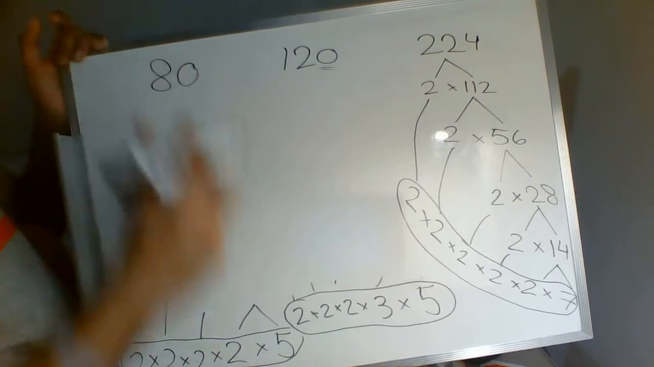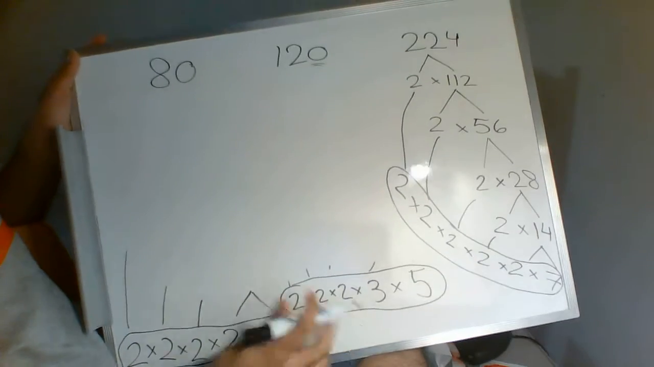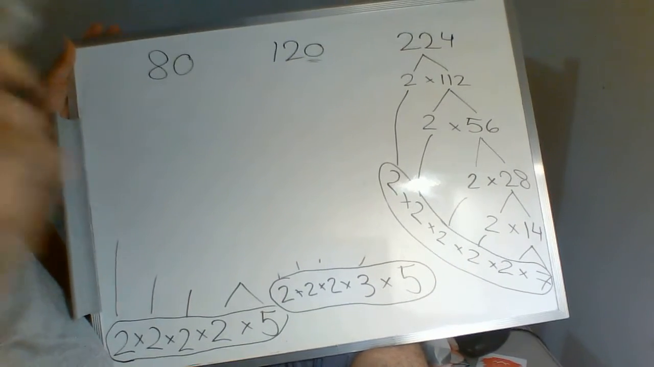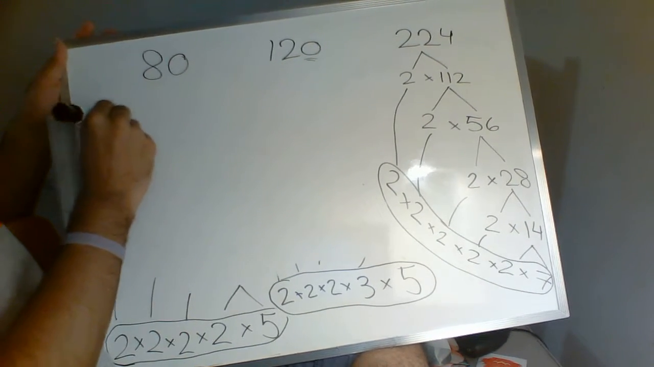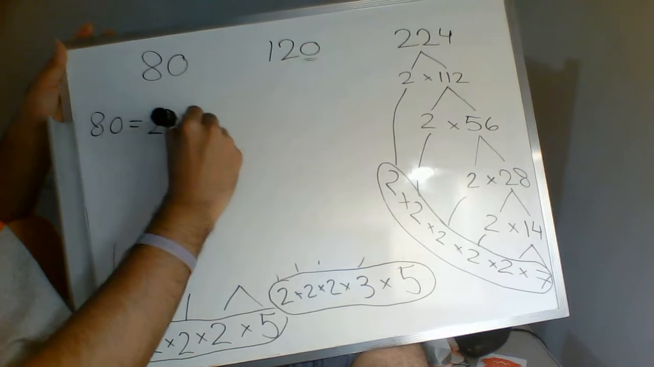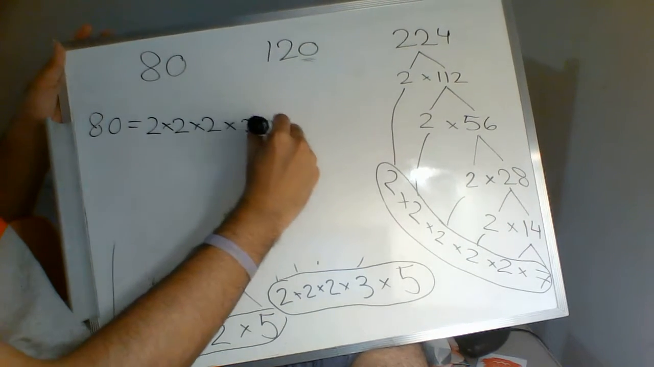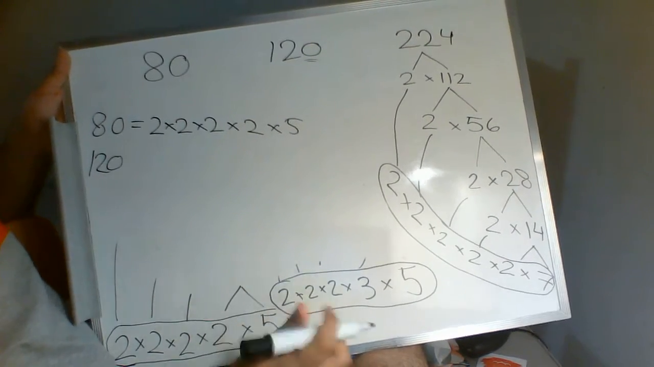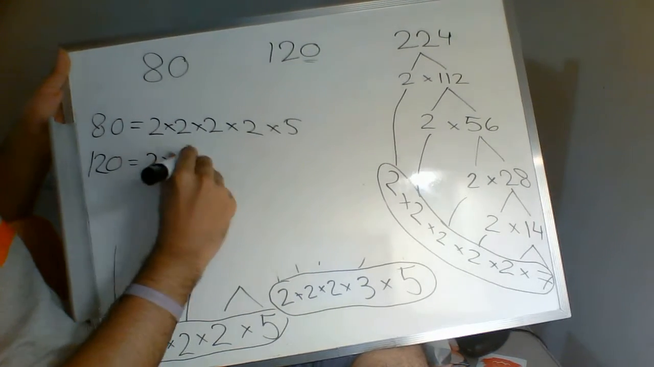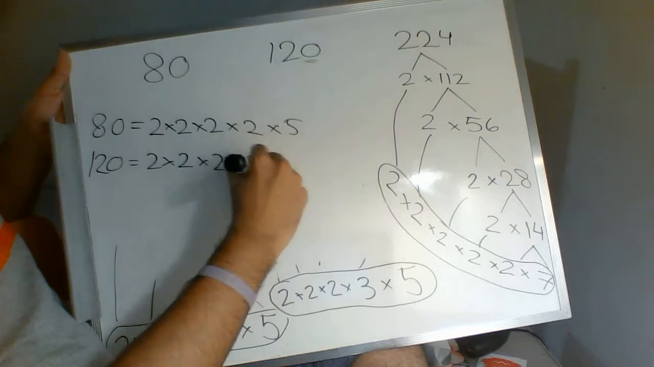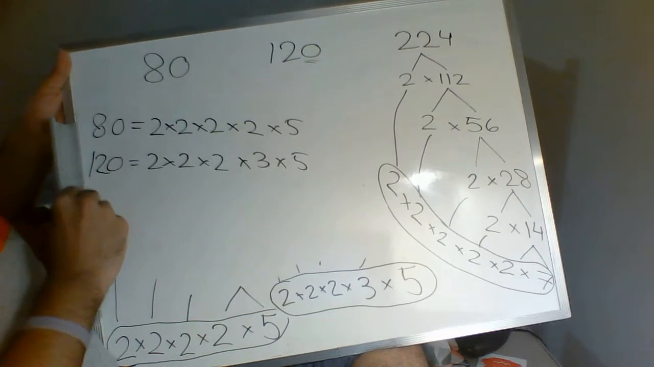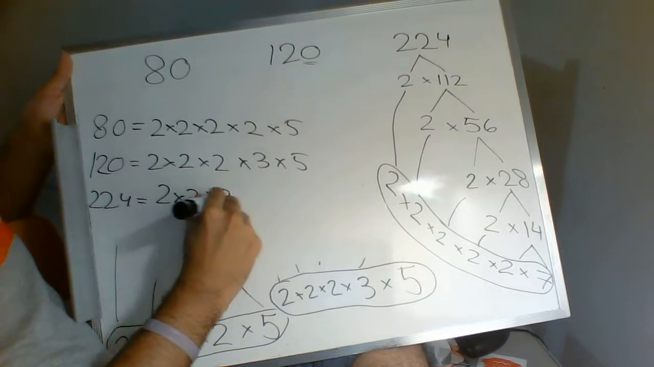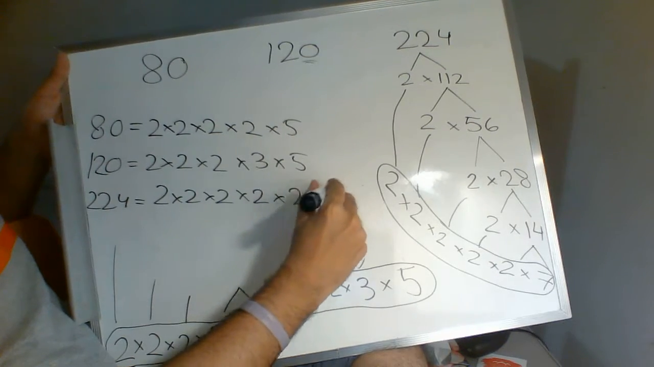So for 80, these numbers over here in this corner were our prime factors for 80. So we can write those out. We're going to get 80 equals 2 times 2 times 2 times 2 times 5. Right? And we'll do the same thing. 120, that was these ones over here. So we get 2 times 2 times 2 times 3 times 5. And then for 224, we're going to get all of those. So we get 2 times 2 times 2 times 2 times 2 times 7.